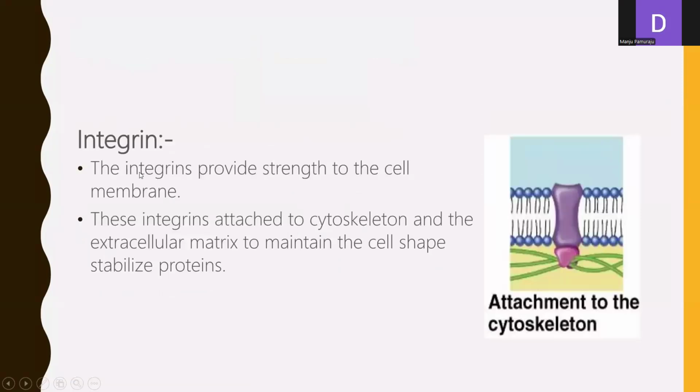So the next one is the integrins. The integrins provide strength to the cell membrane. These integrins are attached to the cytoskeleton and the extracellular matrix to maintain the cell shape and stabilize the proteins.